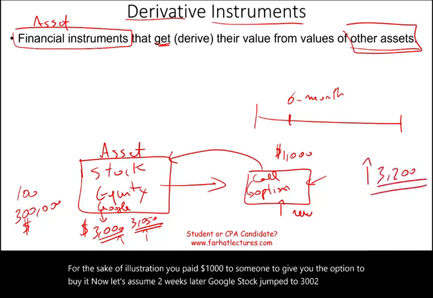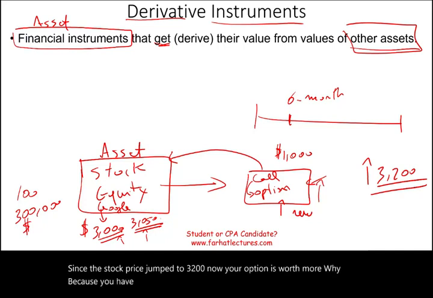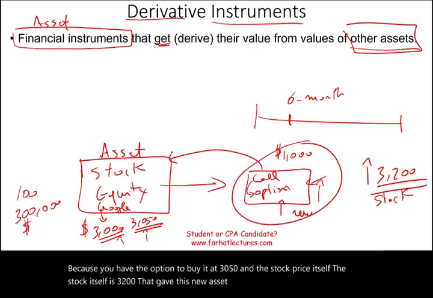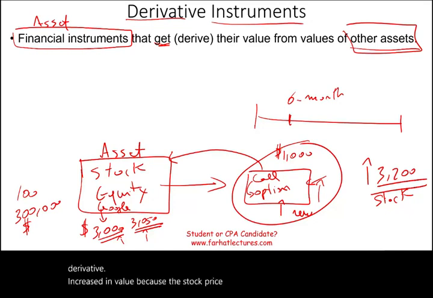Well, guess what? Since the stock price jumped to $3,200, now your option is worth more. Why? Because you have the option to buy it at $3,050 and the stock itself is $3,200. That gave this new asset more value. So the new asset, the financial instrument called the call option, the derivative, increased in value because the stock price of Google went up. So this is basically a simple example.